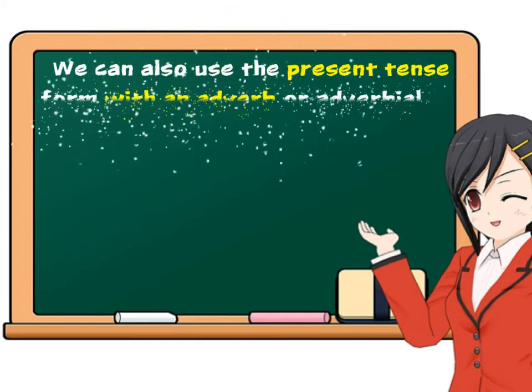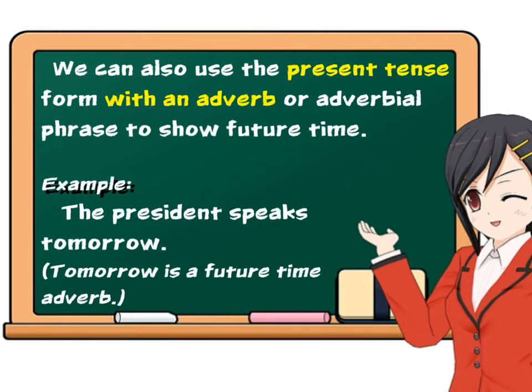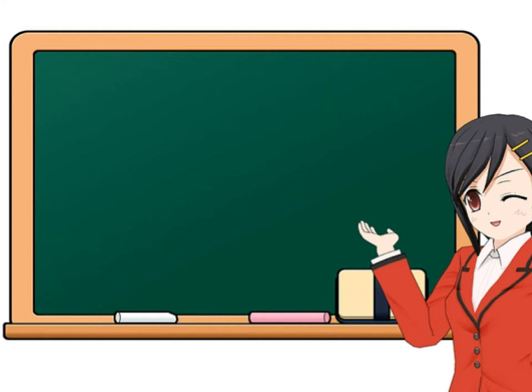We can also use the present tense form with an adverb or adverbial phrase to show future time. Example, the president speaks tomorrow. Tomorrow is a future time adverb.